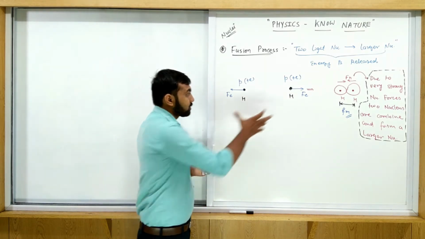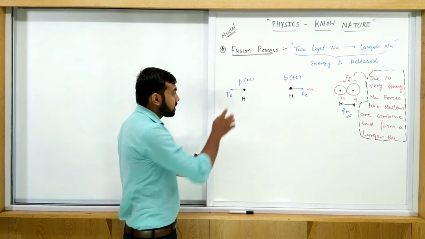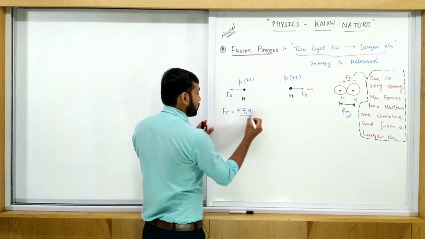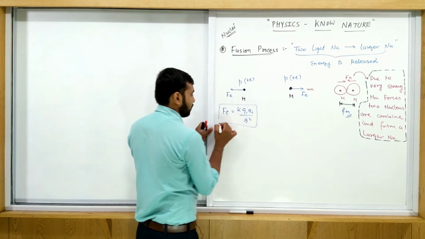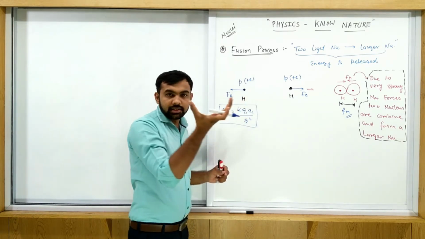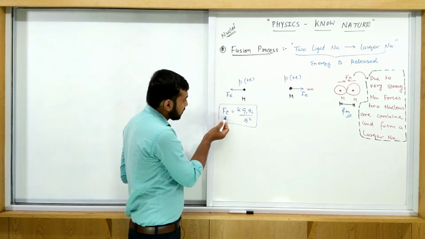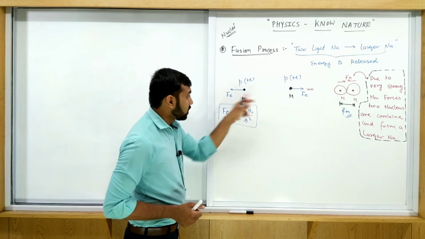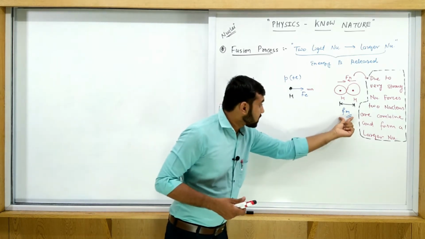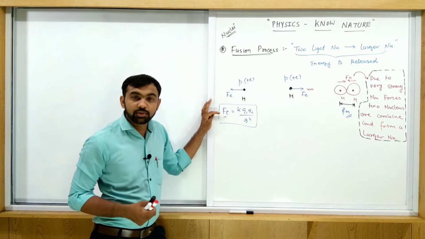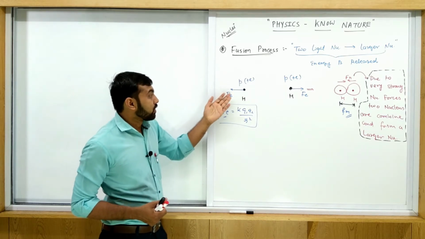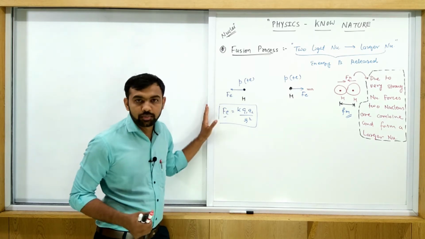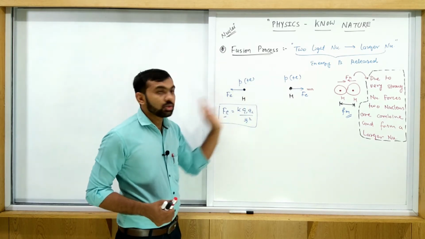So when they come near to each other, what is the equation of electric force? Electric force is equal to K Q1 Q2 upon R squared. As R decreases, this force increases. So when both nuclei come very near to each other, this force is much higher. When this force is much higher, the nuclei must overcome this force to combine. Otherwise it is not possible.